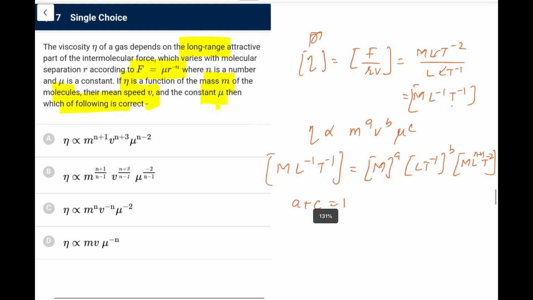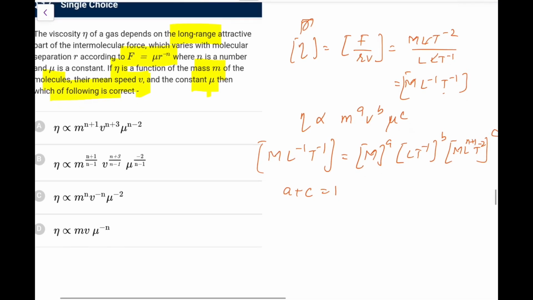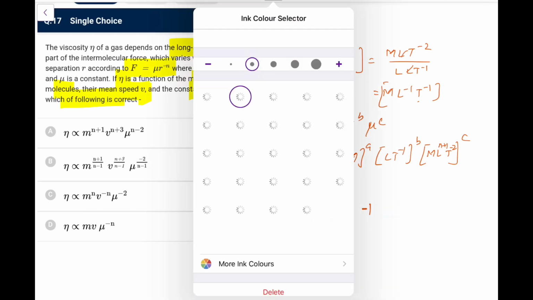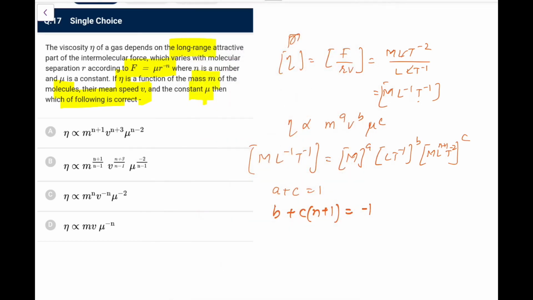Now next, if I compare for, let's say, L. So if I compare for L, what I have from here, this is b and this is c into n plus 1, that should be equal to minus 1 here. So this is what we are getting: b plus c into n plus 1 is equal to minus 1. So going by this, this won't be there. So this can be the only option I am left with now, because a and b we were left with, and these two were already rejected.